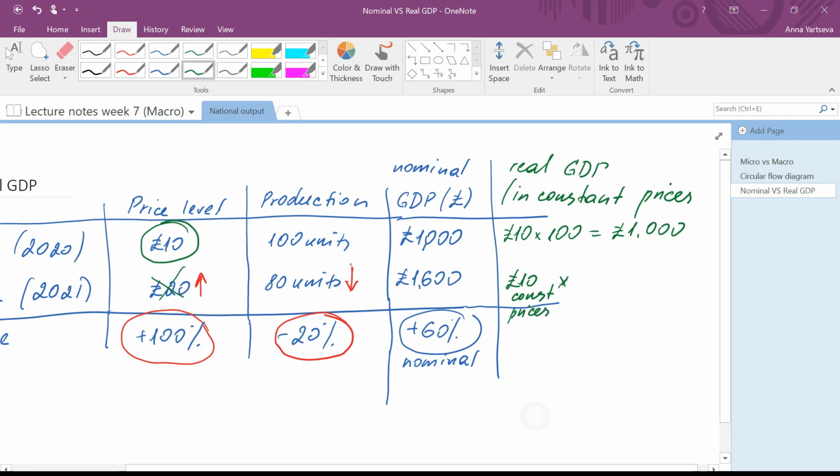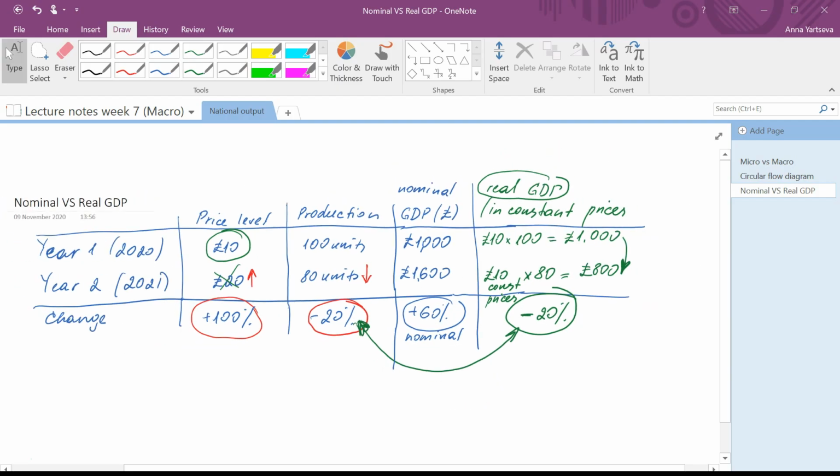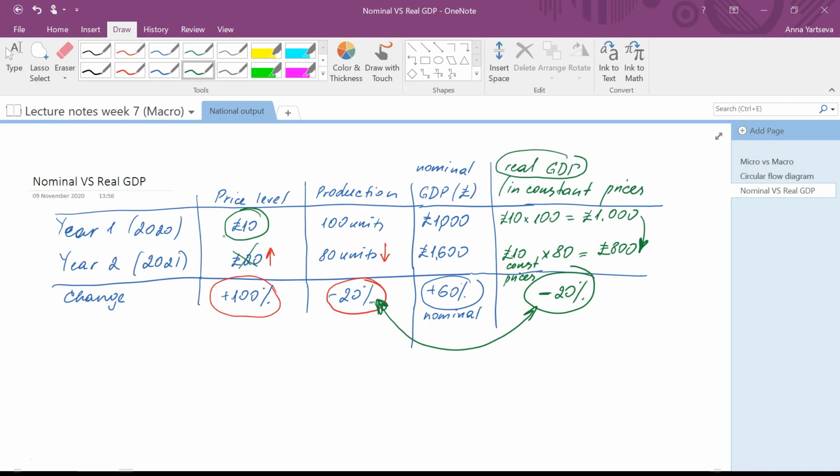And at constant prices, our 80 units, which we've managed to produce next year, will actually imply that our GDP is now £800. In other words, this information will give us the proper result, and it will show us that our real GDP, actual GDP, has declined by 20%, which is a true representation of what has actually happened. So when you try to calculate real GDP, you are trying to take into account the effect of increasing prices. You incorporate this inflationary effect, and you clear your data from the effect of prices.